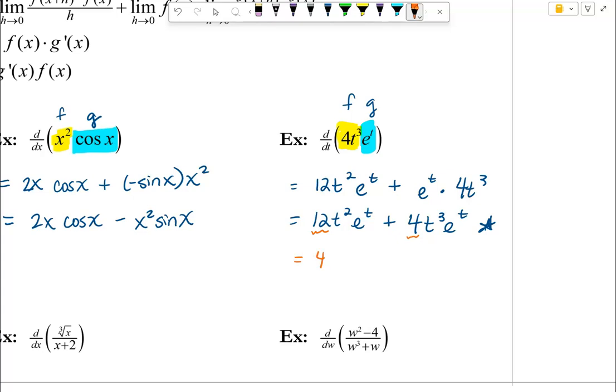And then I've got t squared and t cubed. So the maximum number of t's I could factor out would be 2 of them. So 2 factors of t or t squared. And then both of my terms have an e to the power of t. So I could factor out e to the power of t. So 4 times t squared times e to the power of t is our greatest common factor of those two terms.